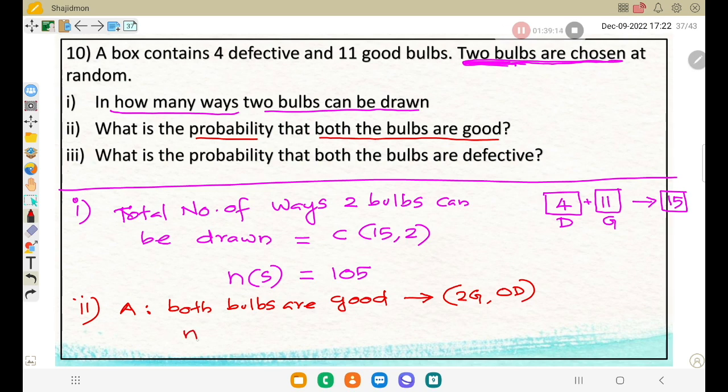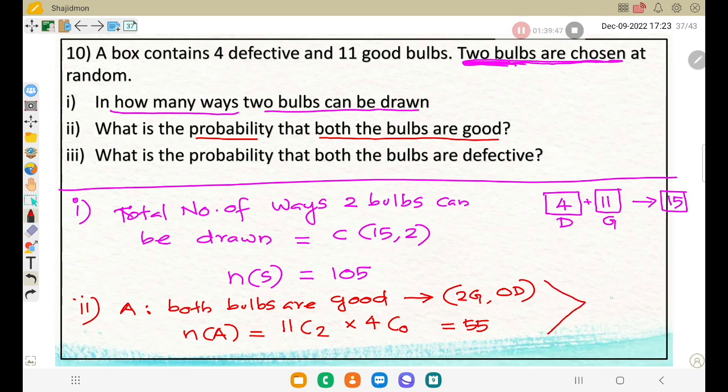So what is the number of outcomes of A? How many ways can we select like that? 2 good bulbs. How many good bulbs do we have? 11. So from 11, combination 2 we are selecting, correct? Multiply by 0 defective selected, that part no need to write. 4 defective are there, 0 we are taking, 4C0. So you will get the answer equal to 55, correct? Now we can calculate the probability here.